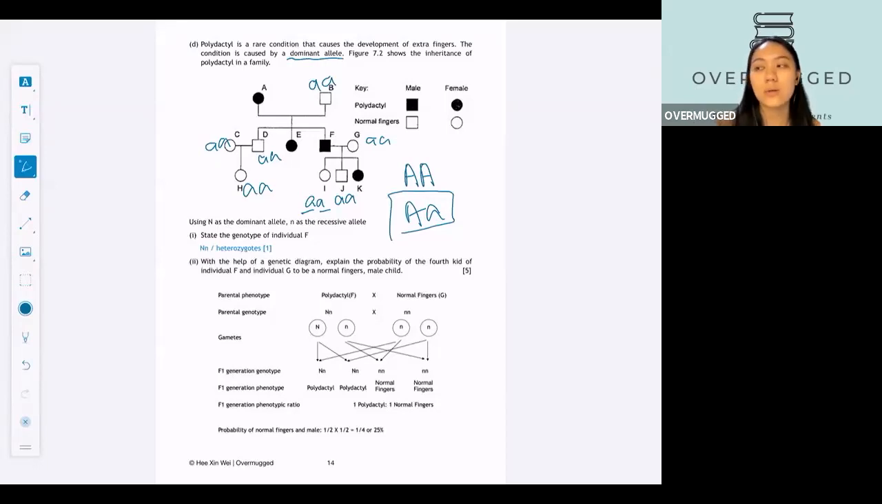Yeah, you can use Punnett square. Paper one, paper two also can use Punnett square. If you don't want to draw this, it's okay. But the line is faster, right, compared to the table. I think the line is a bit faster.